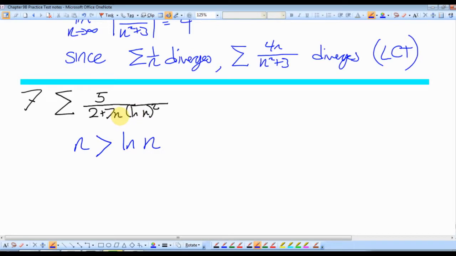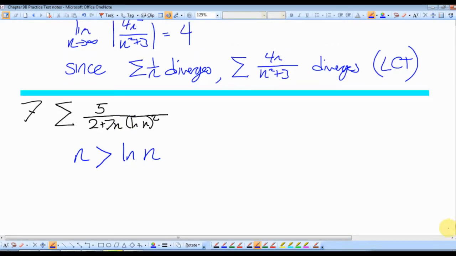Notice that we're multiplying by n here, and we're multiplying by natural log of n squared. So that tells me the power in the denominator is definitely greater than the first degree, which is kind of like the dividing line between series that converge and series that do not converge. Okay, so I'm going to compare this. Let's do this comparison here.